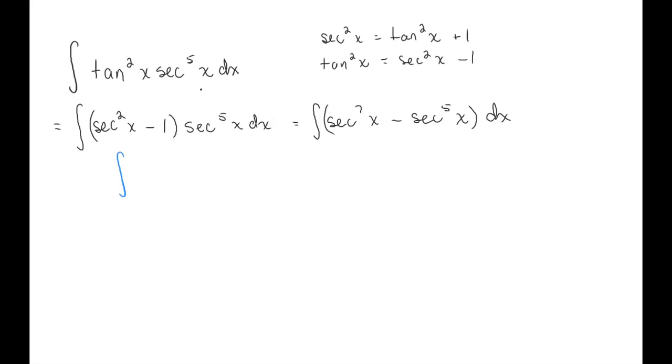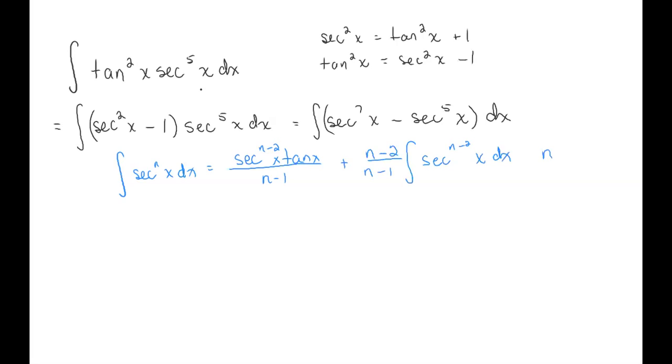Integral of secant of a power, and they write it as secant to the nth of x, is secant to the n minus 2 times the tangent of x, all divided by n minus 1. Then added to that is n minus 2 over n minus 1 times the integral of secant to the n minus 2 of x.